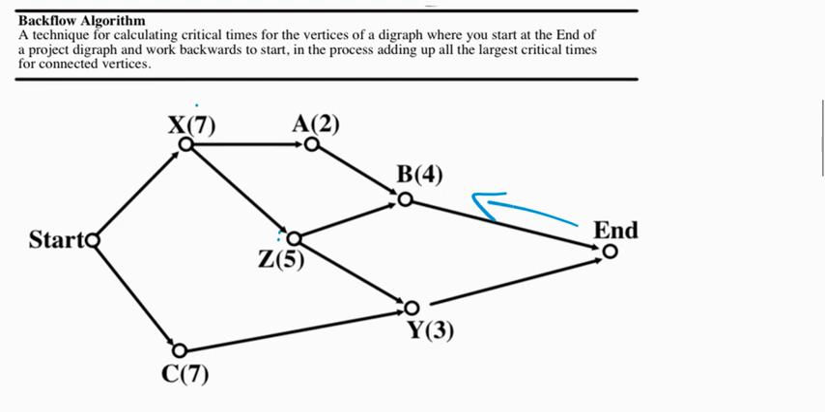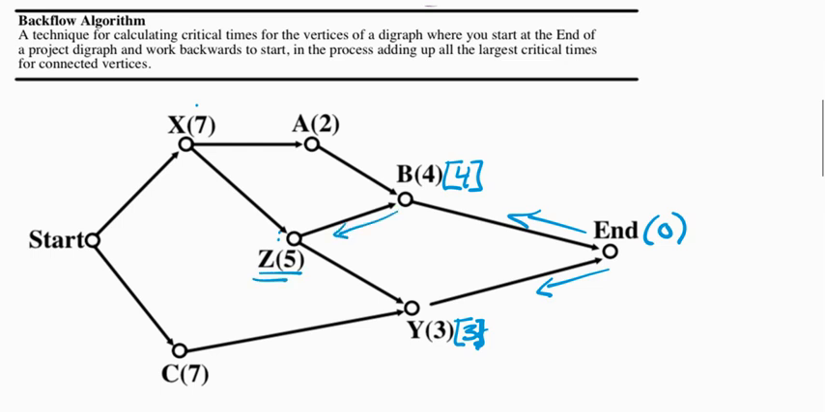End is not a task, so its processing time is 0. But as I go backwards from end, I would add 0 to 4 and say the critical time for vertex B is 4. I would go backwards from end to Y, add 3 to 0, and say the critical time for Y is 3. But now notice that vertex Z can be fed backwards from either B or Y. And our goal is to take the larger critical time. The larger critical time is 4. We want to take the 4 from B and add it to vertex Z. That'll give us a critical time of 9.